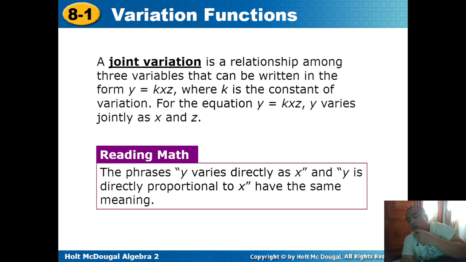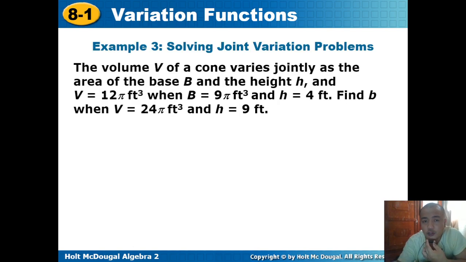Next, let's proceed to joint variation. A joint variation is a relationship among three variables that can be written in the form y equals kxz, where k is the constant of variation. For the equation y equals kxz, y varies jointly as x and z. Reading math: the phrases y varies directly as x and y is directly proportional to x have the same meaning. Yes, same meaning yung varies directly as directly proportional.